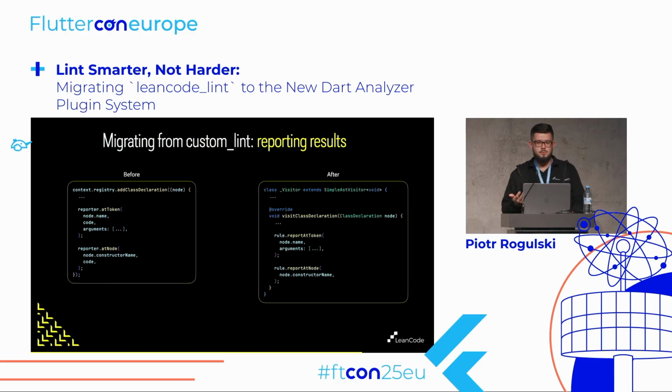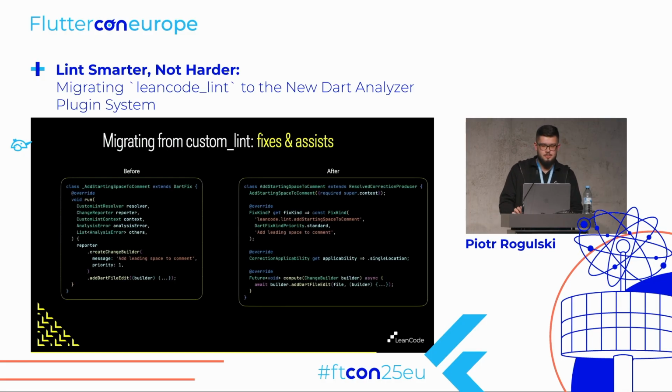Reporting results to the user is pretty much the same, I would say. You can still analyze specific tokens. You can analyze entire nodes, which is, for example, class declarations. You can analyze very specific parts, and you can tweak where those yellow squiggles appear in the code. You can report through the rule object that you defined, and the API is pretty much the same. You can specify additional arguments so that the message can be customized further.